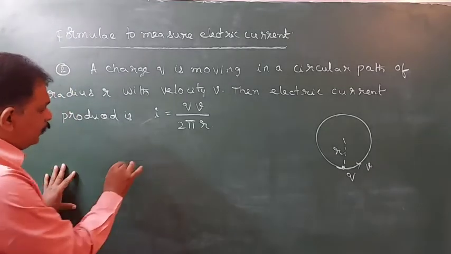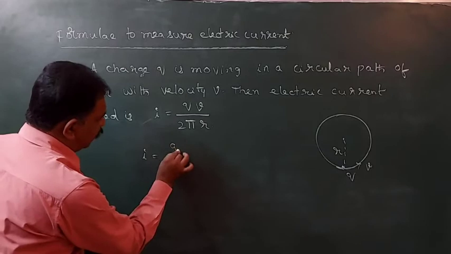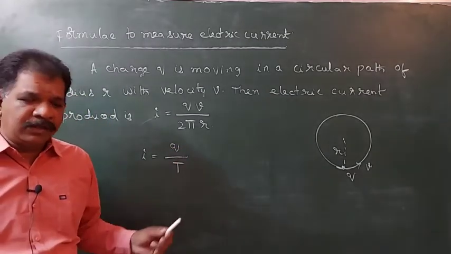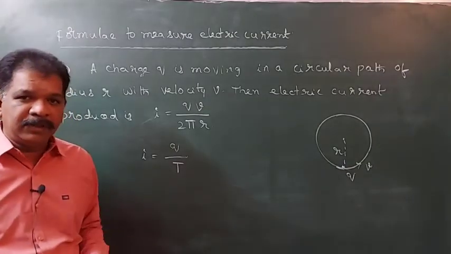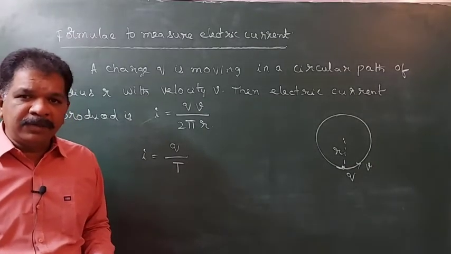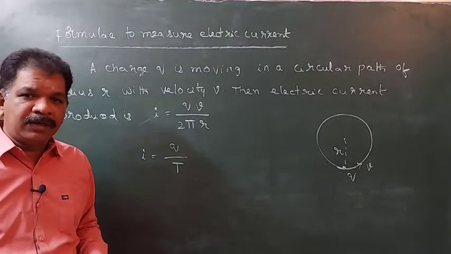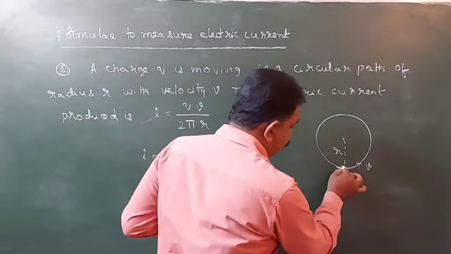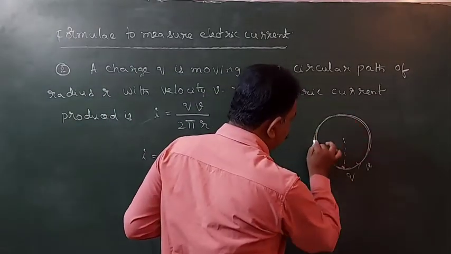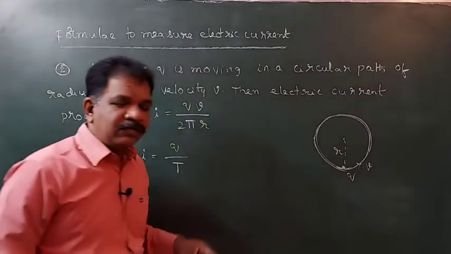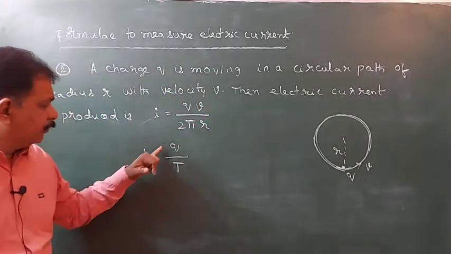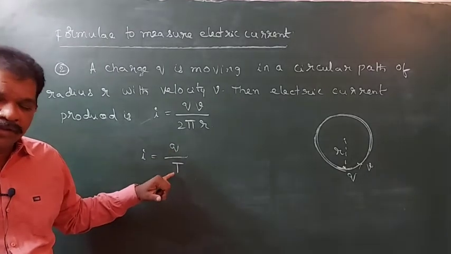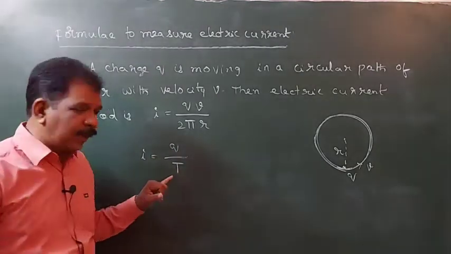How is this derived? I is equal to q by t, or q by capital T, where T is the time period. What is meant by time period? The time taken by a particle to complete one rotation. For example, it started from here and again comes back to here; how much time it takes is called the time period. So in circular motion we can write I is equal to q by time period instead of time.